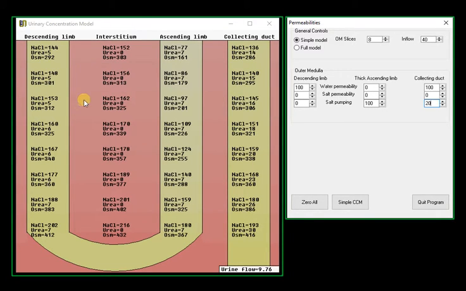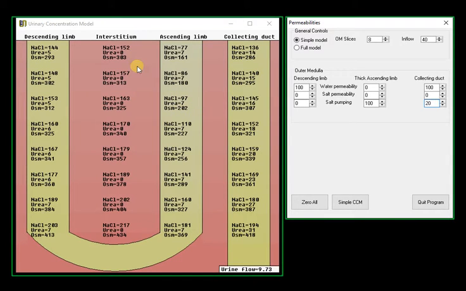As you can see, by changing all these parameters, you should see an increase in the osmolality of the fluid as you go down the descending limb. Right here, it goes from about 293 to 413. When the fluid moves back up the ascending limb, the concentration of sodium chloride decreases, as does the osmolality because salt is being pumped back into the interstitium.